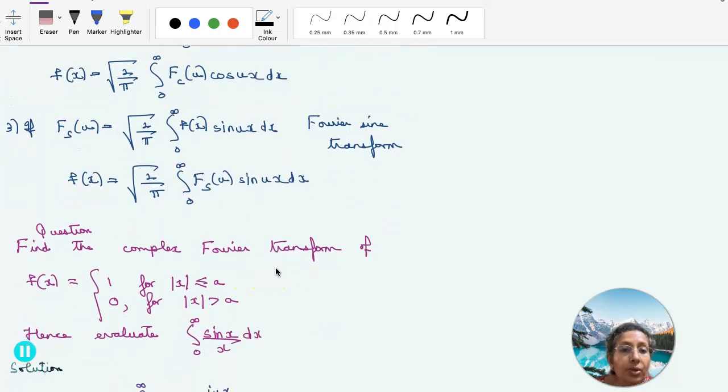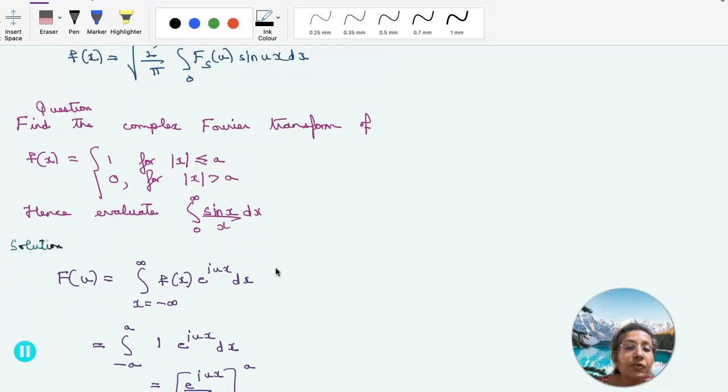So coming to a few problems: find the complex Fourier transform of f(x) equal to 1 when mod x is less than or equal to a, equal to 0 for mod x greater than a. Hence evaluate integral 0 to infinity (sin x by x) squared dx. Now f cap u is integral minus infinity to infinity f(x) e raised to iux dx. That is integral minus a to a, because otherwise it is 0, of 1 times e raised to iux dx.